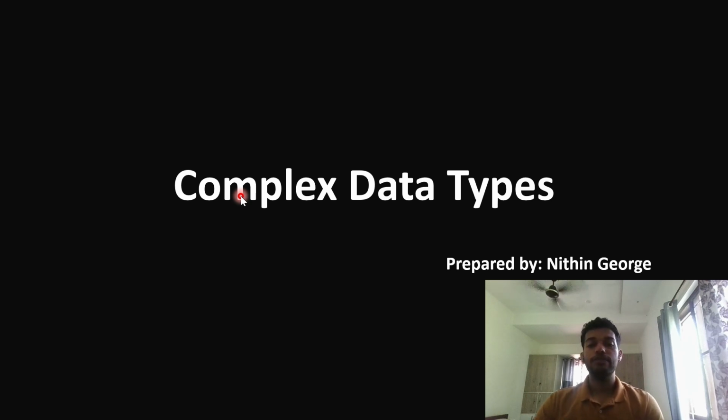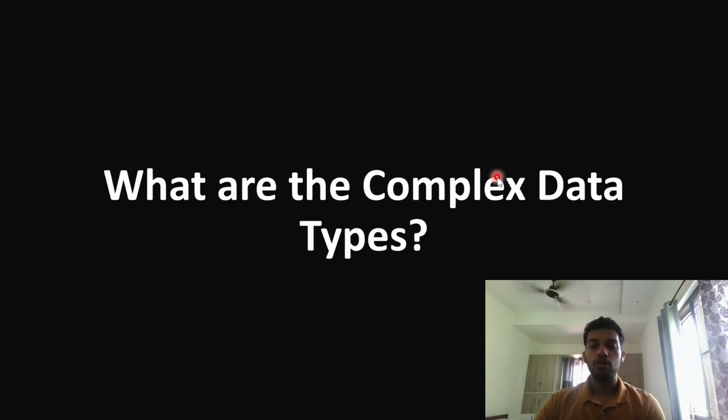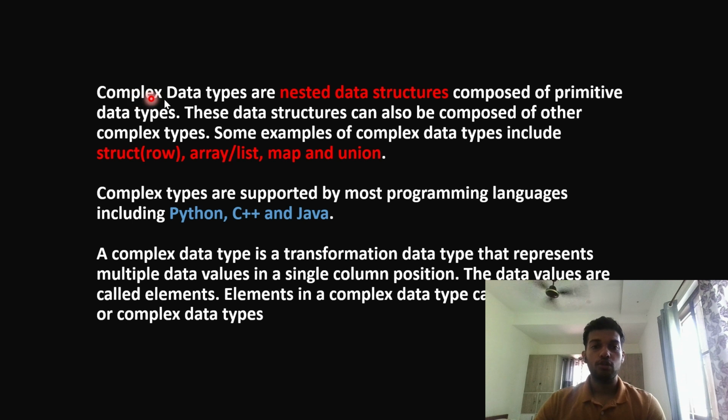Hello guys, through this video I will be giving you an overview of what complex data types are. So first, what are complex data types? Complex data types are nested data structures which are composed of primitive data types. These data structures can also be composed of other complex data types too. Some examples of complex data types are structure, array, list, map, and union.